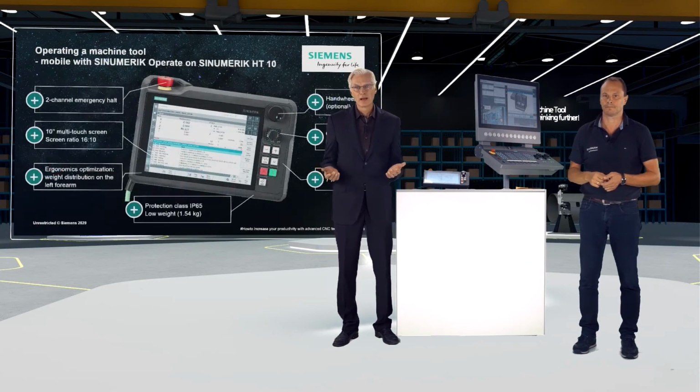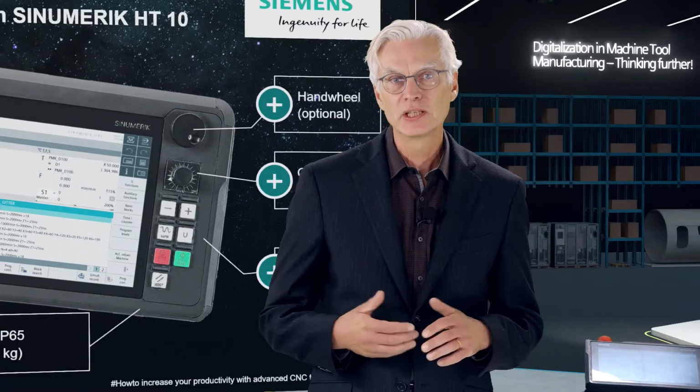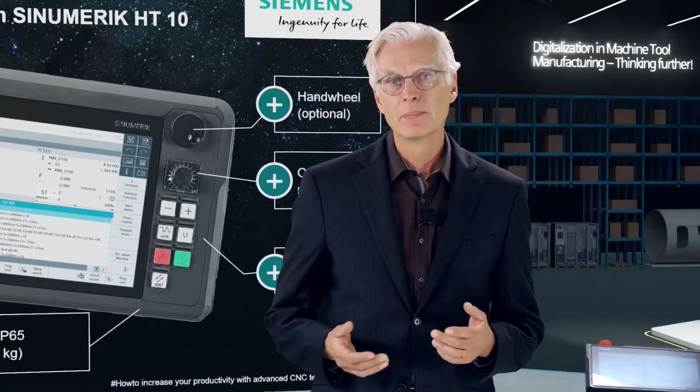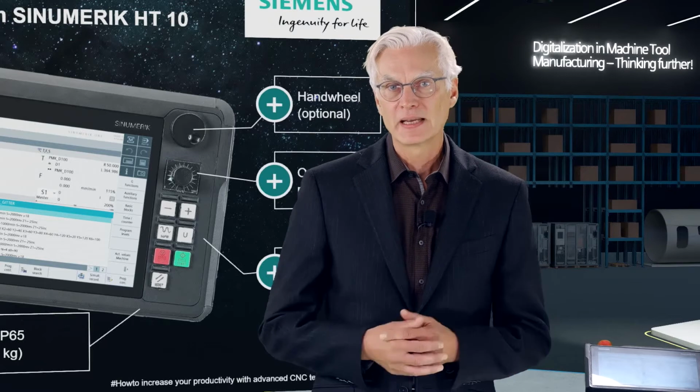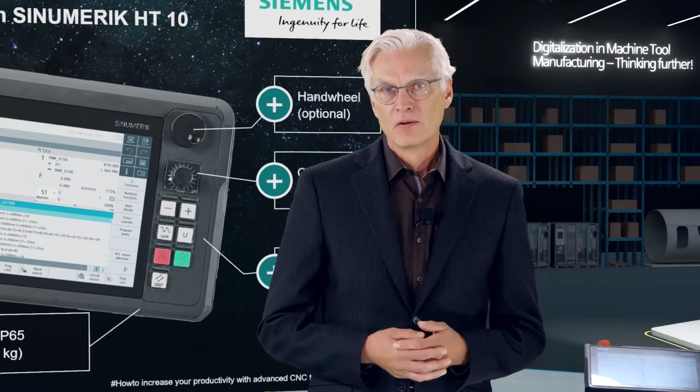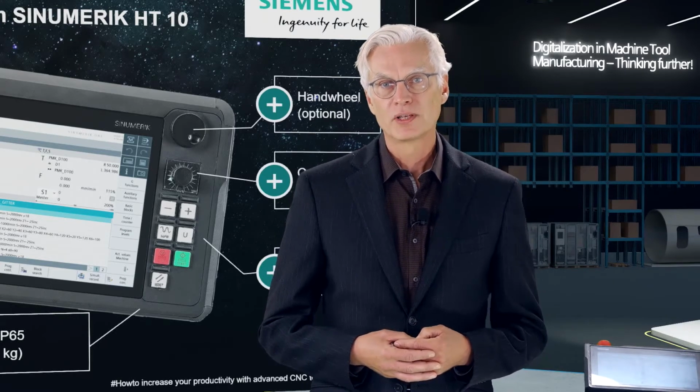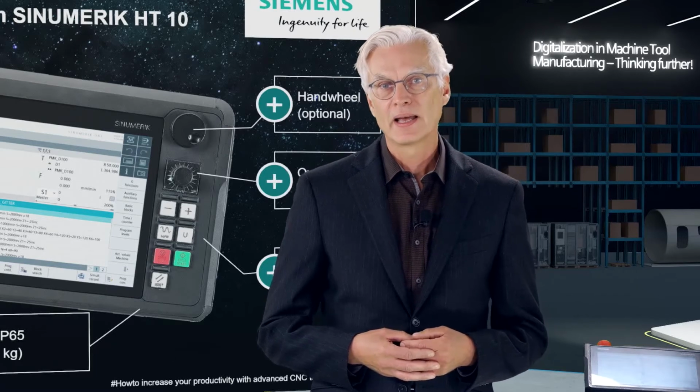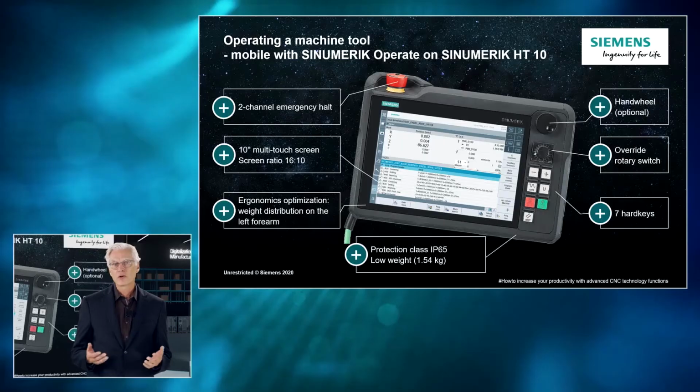Depending on the machine type, machine tools can also be very large, and sometimes the machine operator has to be mobile in the machine, for example, when setting up new workpieces. For this task, we now offer the new Numeric handheld terminal HT10. The ergonomically designed HT10 is easy to hold and can be operated via multi-touch. The advantages of the Numeric Operate and the Display Manager can also be used with HT10.